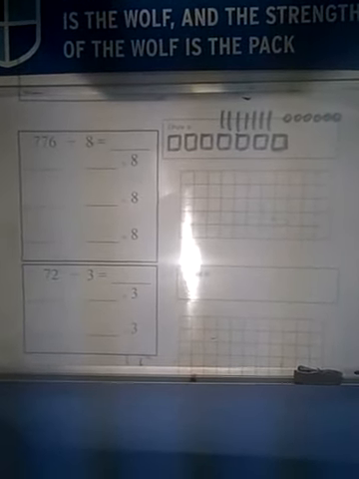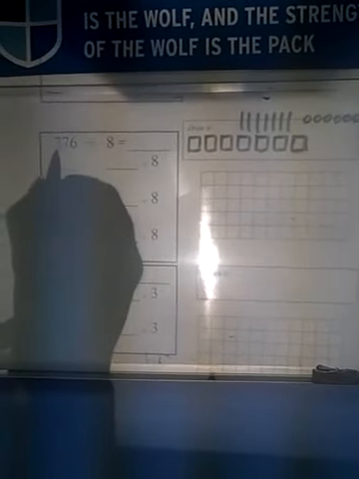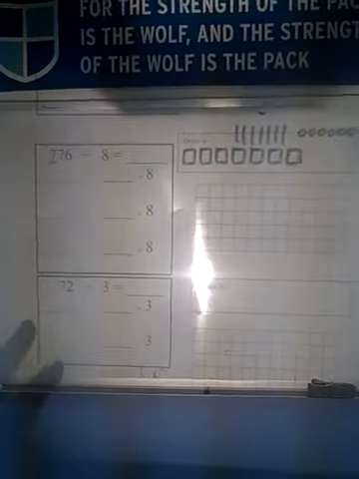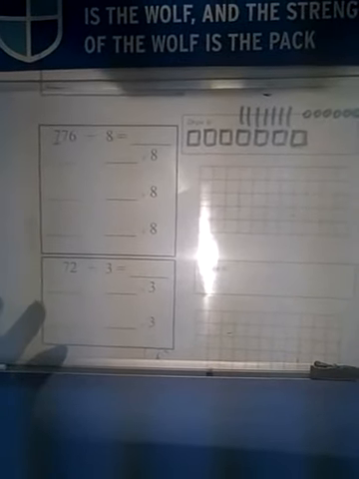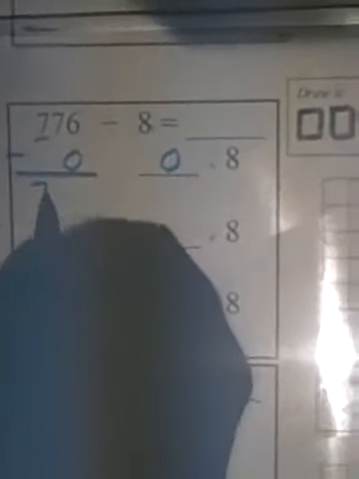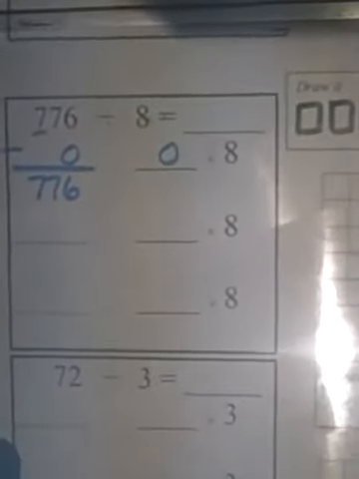So for 776 divided by 8, again I'll start with the hundreds place, and I've got 7 hundreds there. So the question is, can I break 7 hundreds into 8 groups? No, I can't. So what's going to be inside each group? 0. What have I gotten rid of? I've gotten rid of 0 hundreds times 8, or 0. And I subtract, and I still have 776 left.